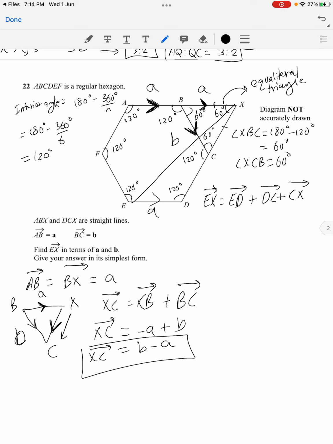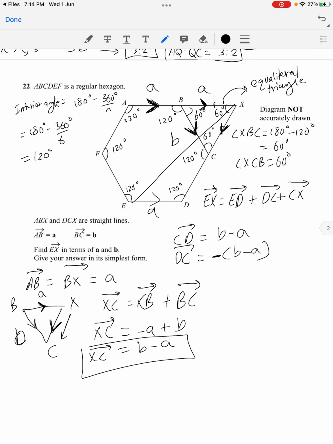The DC part is, since we know that XC, right, we found out what XC is, that's this direction here, is B minus A, we can say that CD is equivalent as well. This is because DCX are straight lines. They must be equal to each other, right? So we can say that CD is equal to B minus A. And DC is just the reverse of this. So you're just going to put a negative value, minus B minus A. Okay, so we found out what DC is. We know what ED is.